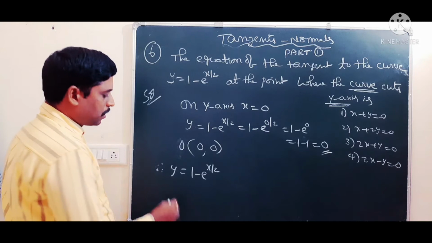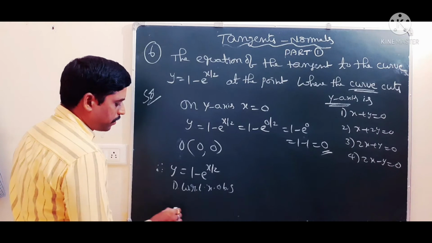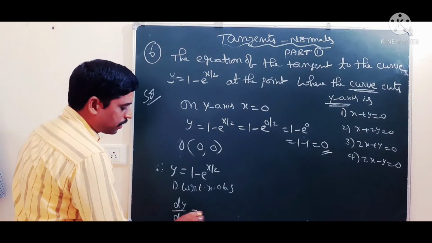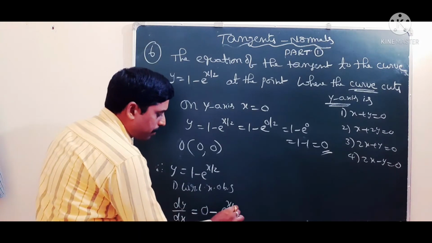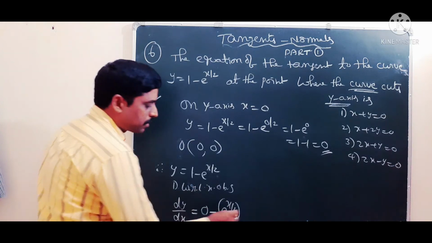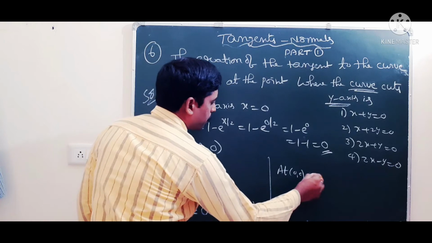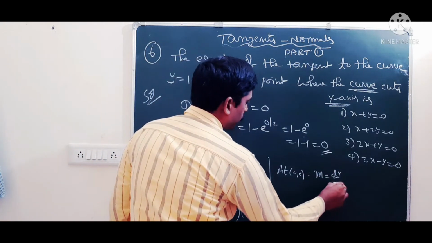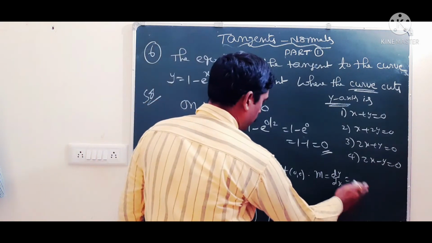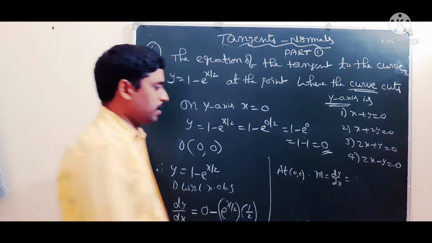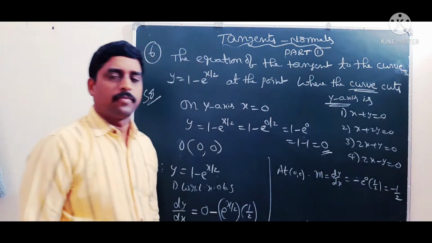Now differentiation on both sides with respect to x. Differentiation of y, we get dy by dx. Differentiation of 1 is 0. Differentiation of e to the power x by 2 is e to the power x by 2 into the derivative of x by 2, which is 1 by 2. Okay, at (0, 0) we have to find the slope of tangent. 1 minus, substituting (0, 0), minus e to the power 0 into 1 by 2. This is minus 1 by 2. So m value is minus 1 by 2.